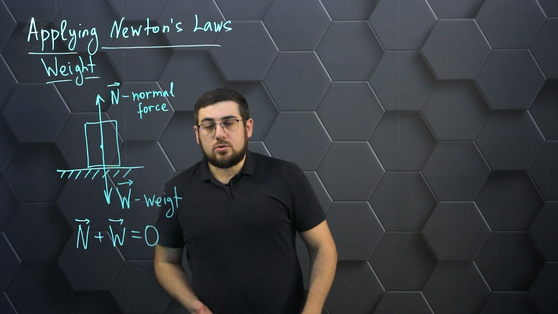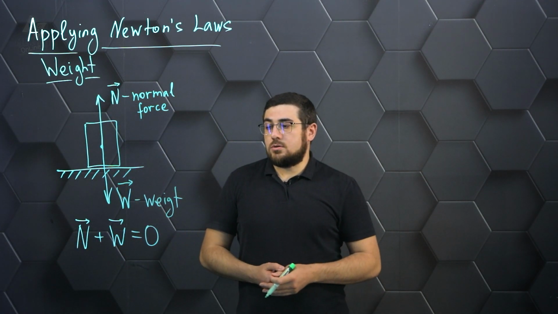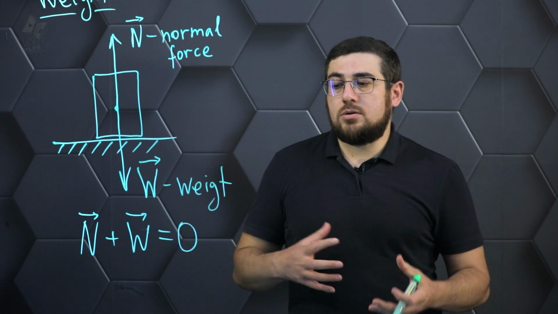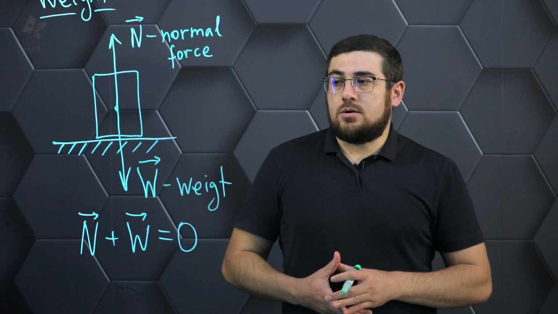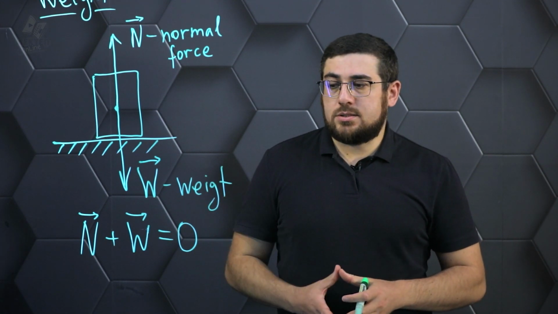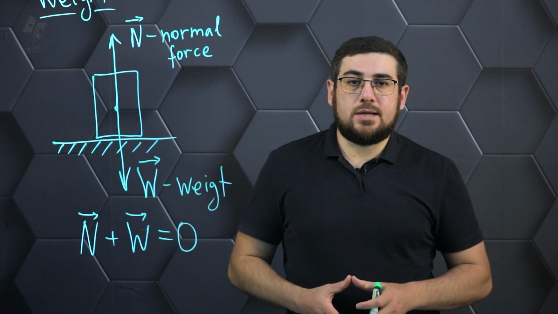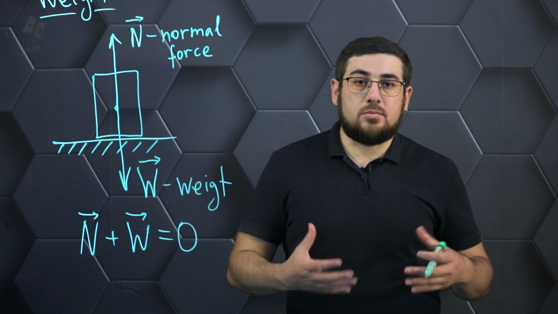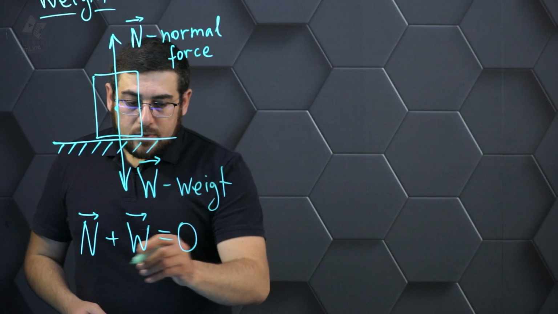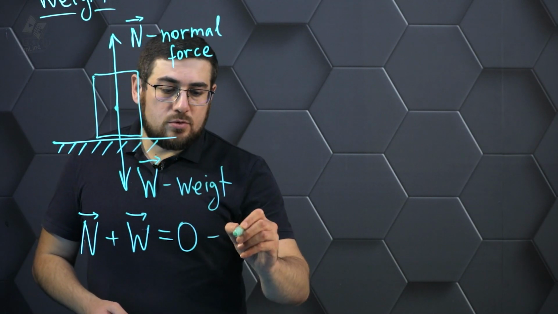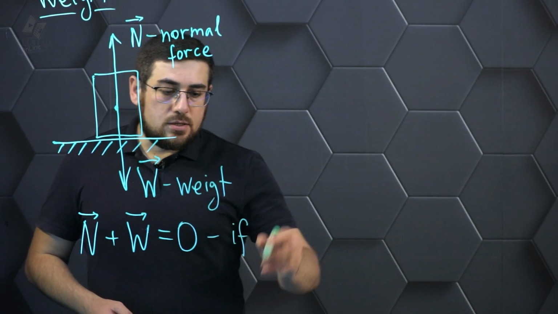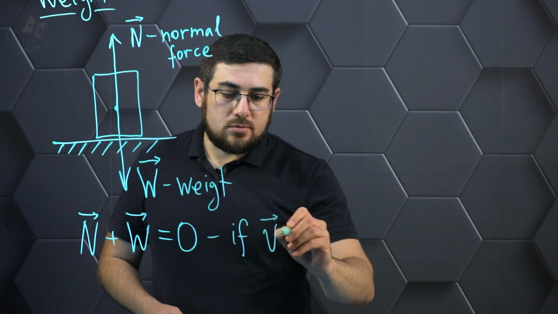If the support is not moving, the two forces compensate each other, and in this case the same situation described by this equation will occur if the support is moving, but it is moving in a uniform straight line. Therefore, we can write down that this condition will be fulfilled if the velocity of this object is 0, or the second option, has a constant value.